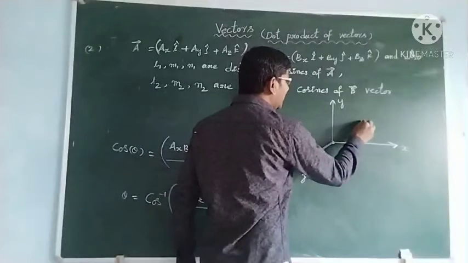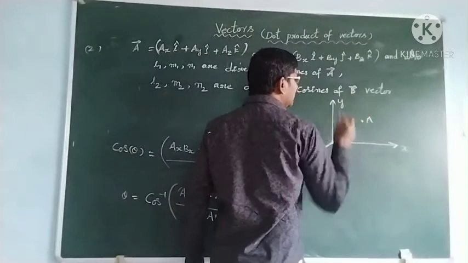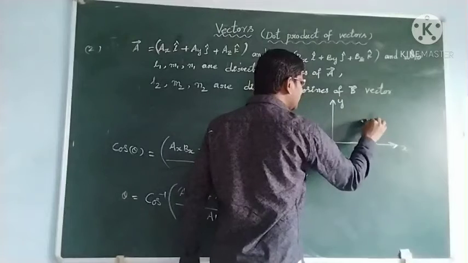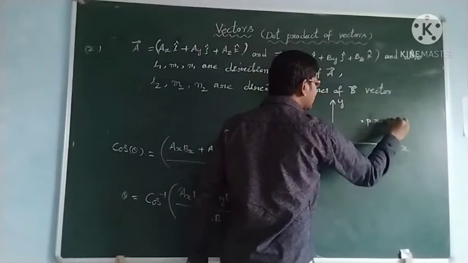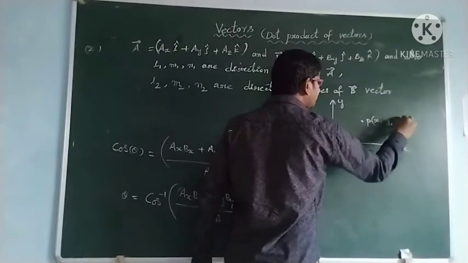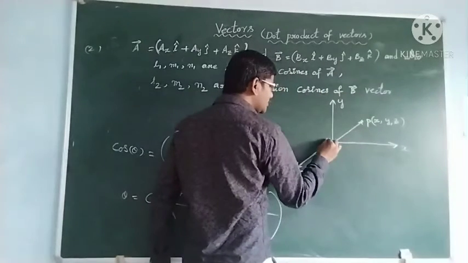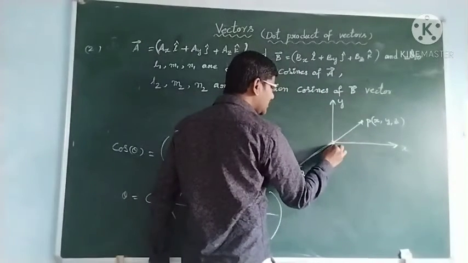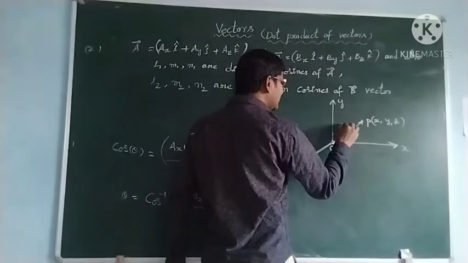This is the point A, or some P you can call it. It is lying in space, so it will have three coordinates x, y, z, and you are telling its position from the origin. This is called the origin O, and the vector you are writing as a bar.